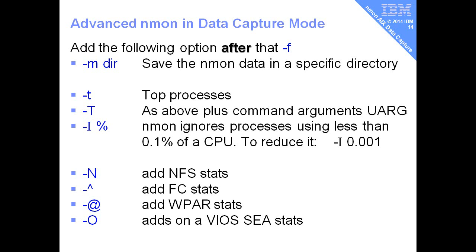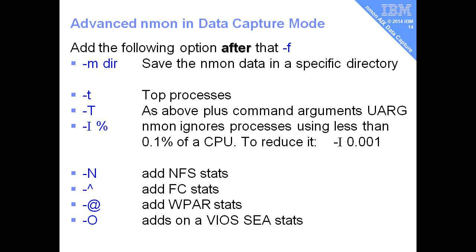There are some things like relational databases where all the processes have the same command name, and it's the options that tell you what it's actually doing. By default, Nmon ignores processes using less than 0.1% of a CPU. This is to keep the size of the data down. We don't really want to capture lots of information about processes that are doing nothing. But we can, if you want, reduce that ignore factor down to a lower number. In this case, it's 1/1000th of 1%.